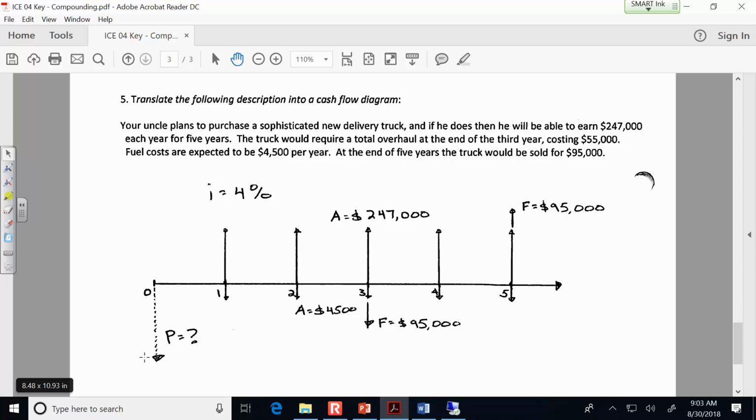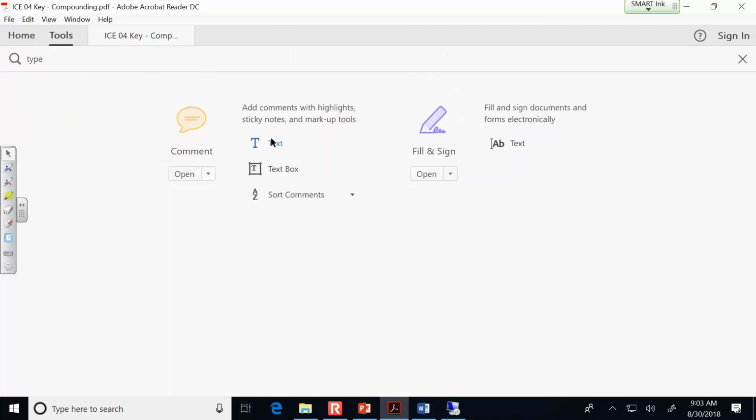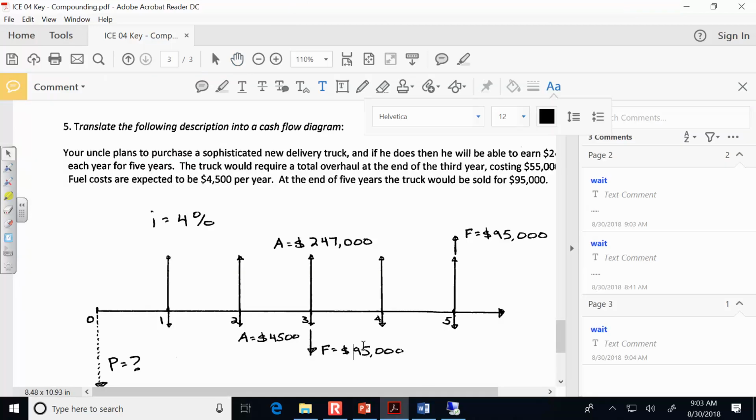Oh, did I write it wrong? Yeah, you're right. That's a misprint. It should be 55,000. Thanks for noticing that. So let me fix that right now so I don't forget. So that should be 55,000. Thank you.